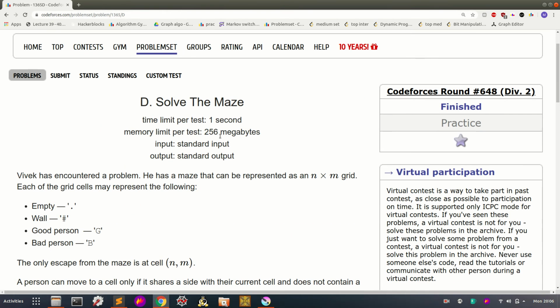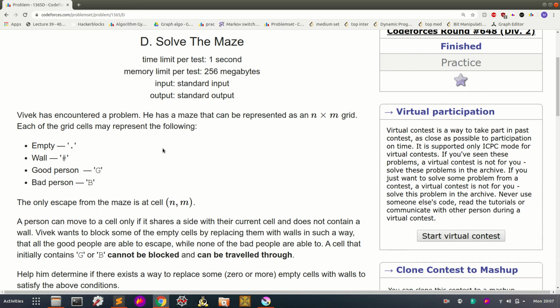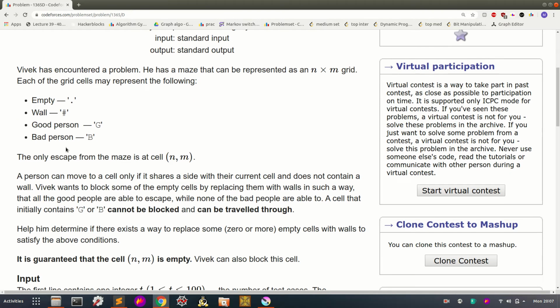Everybody. Today in this lecture, I'm going to solve the question Codeforces Round 648 Div 2, and the problem is Solve the Maze. In this question, we have been given a grid of n rows and m columns, and each cell is represented by either a dot, a hash, G or B.